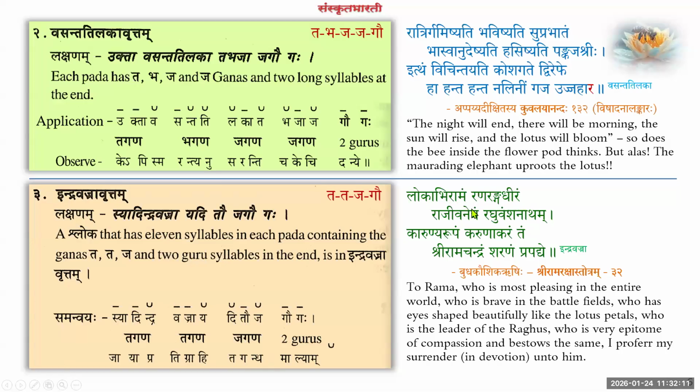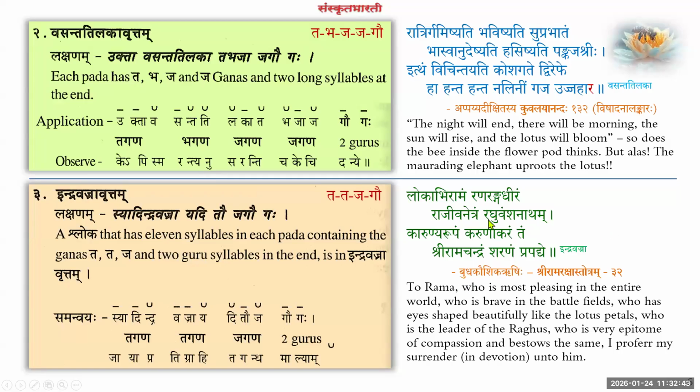Lokabhiramam Ranarangadiram Rajivanetram Raghuvamshanatham Karunyarupam Karunakaram Tam Sri Ramachandram Sharanam Prapadye. Does this come very often in Suprabhata? It does, right? So you can immediately recognize. So Indravajra is beautiful. Even better, I don't have the complete Sangeeta, but you can see it fits a nice rhythmic pattern.